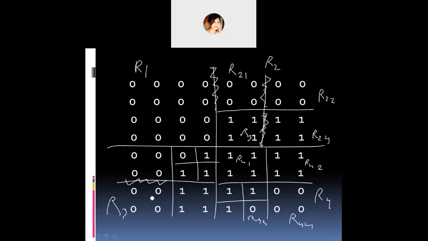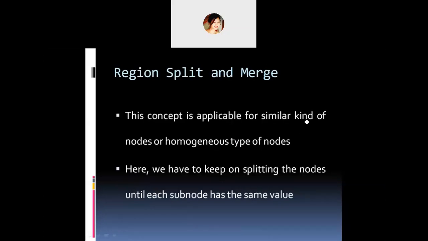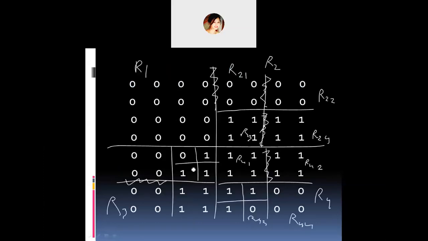Then check with these. Now these two can be merged because they are similar, but these two can't. These also can't, because they are all different nodes, but this and this are similar, so merge them. And these two you can't merge, because they are not similar. So this is about region split and region merge together. This concept is applicable for similar kinds of nodes, or homogeneous type of nodes.